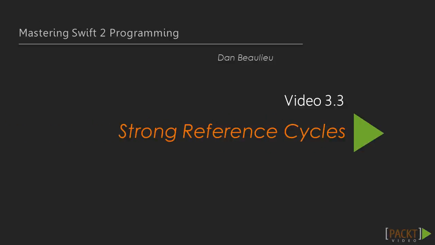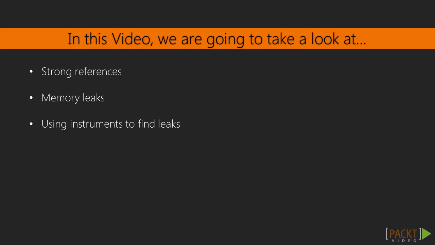In the previous video, we looked at Xcode's Instruments tool, and we saw how we could utilize it to isolate memory issues. In this video, we're going to take a look at strong reference cycles and how they can cause memory leaks. We'll then create and identify a memory leak in Instruments.